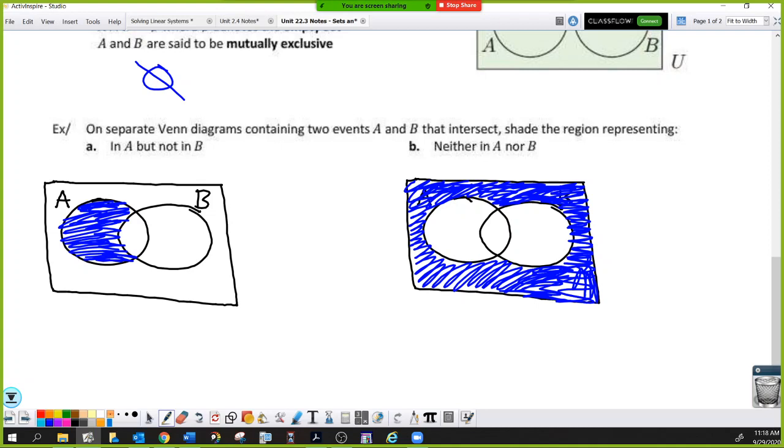Now, it is important that you also be able to label these with other names. As far as I'm concerned, you should be able to see this and name it in other ways. First of all, it says in A but not in B. So what does that look like in set notation? I want you to be able to do this.